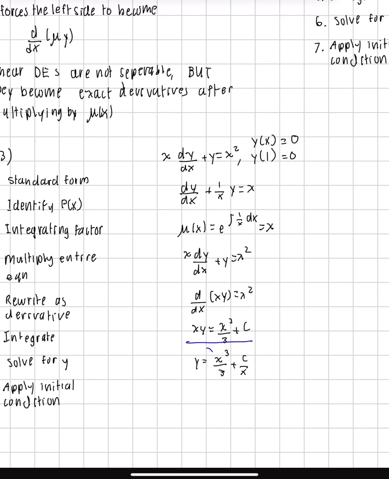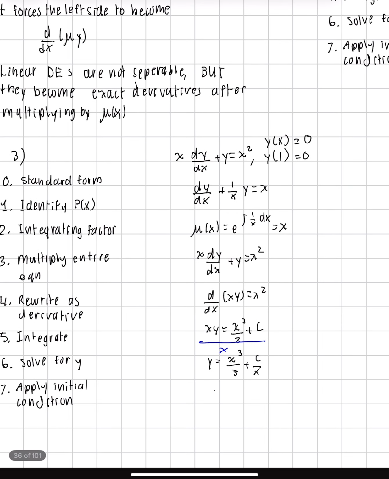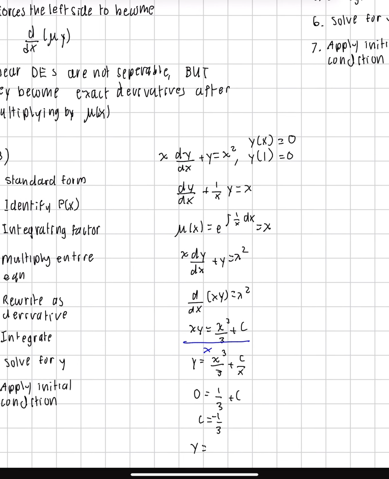When we divided everything by x. Now after this, we have to apply the initial condition. So we have 0 is equal to 1 over 3 plus c. Then we have c is equal to negative 1 over 3. So now we can rewrite the entire equation as y equals x squared over 3 minus 1 over 3x. And that is it for this video.